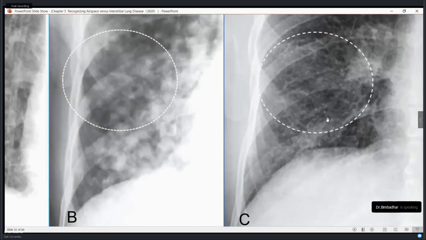Okay, there are small dots. Can you appreciate the dots here? These are the small dots. And surrounding that are crisscrossing lines. You see here, crisscrossing lines, small dots, small dots.